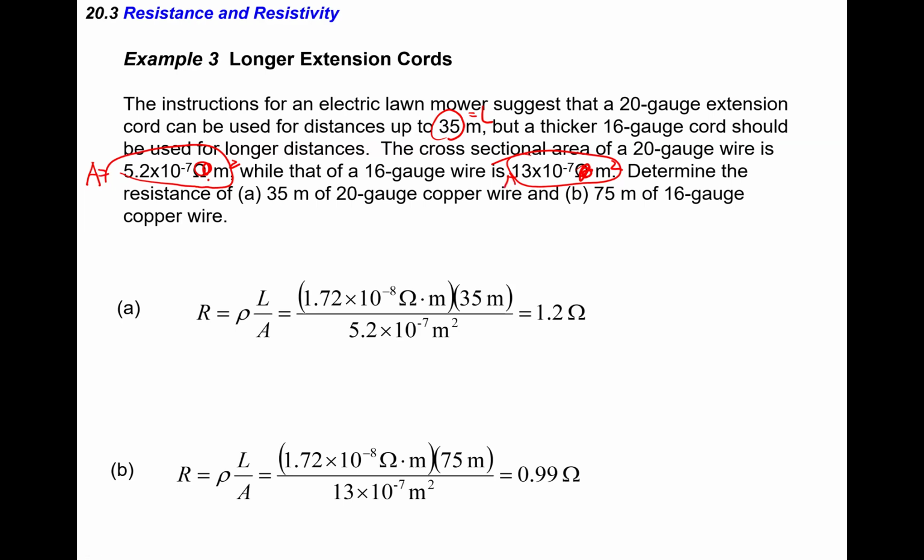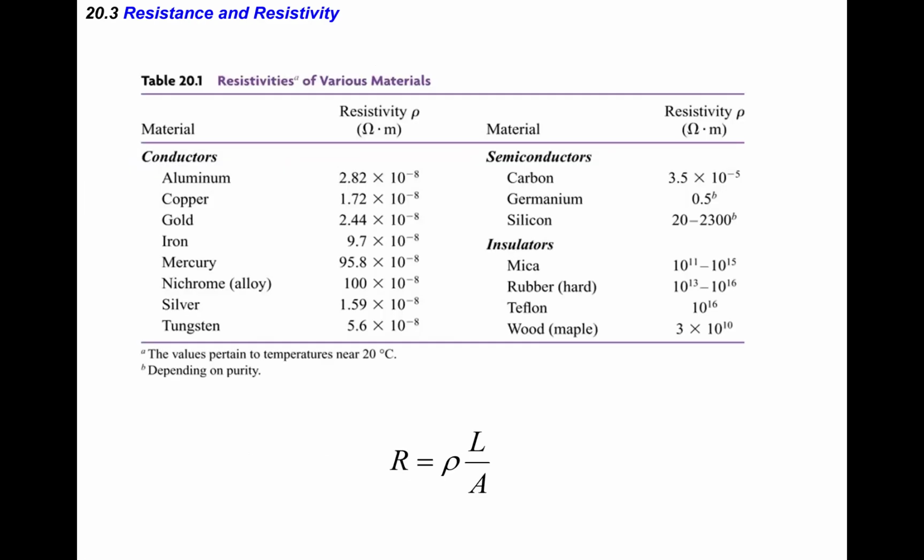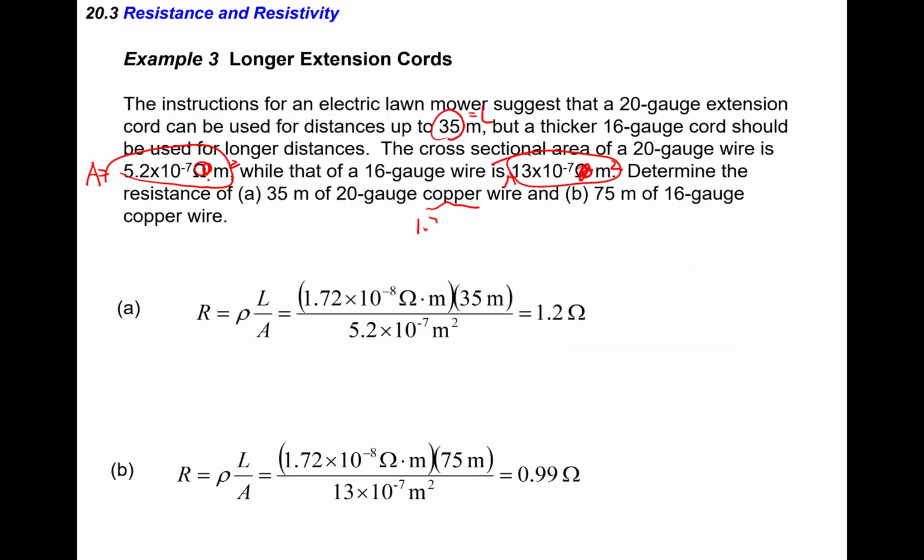So determine the resistance of 35 meters of 20 gauge copper wire. So for copper, we should go here. This is 1.72 times 10 to the power of negative 8. So this is the rho. This is the L. And also 75 meters of 16 gauge. So L is 75. And then the area for the 16 gauge copper wire is 13 times 10 to the power of negative 7. Okay, and this is part B.